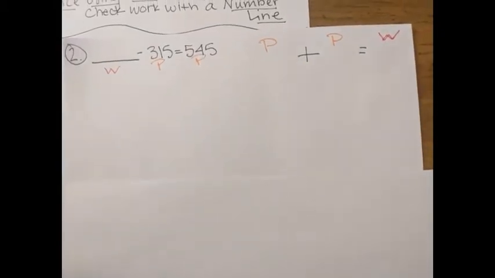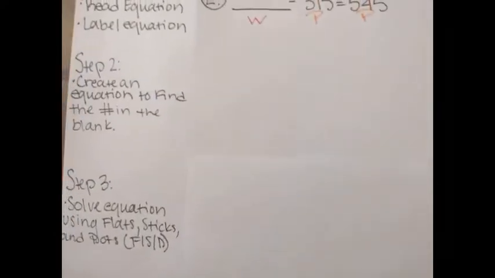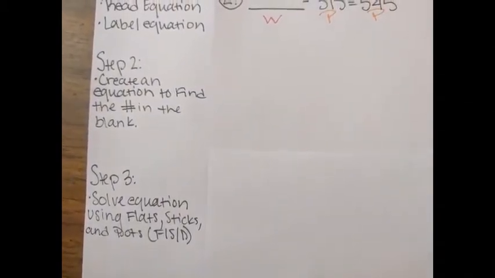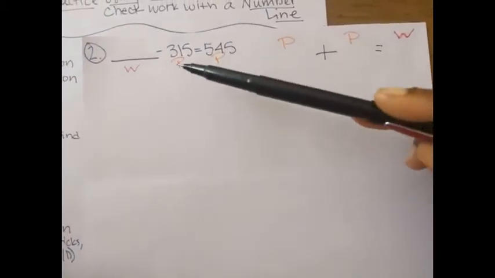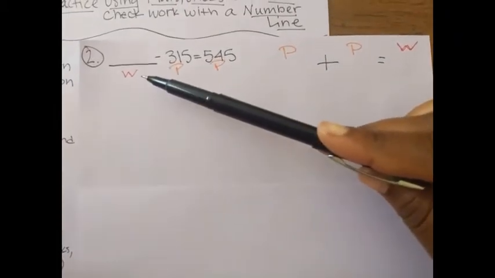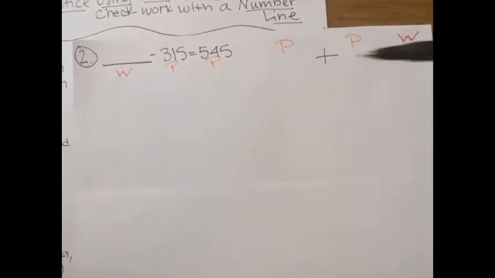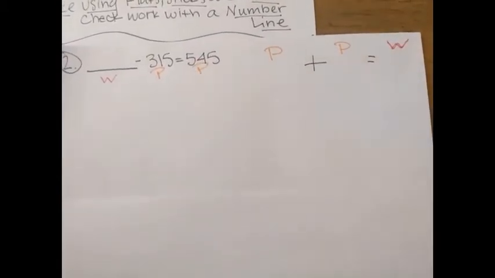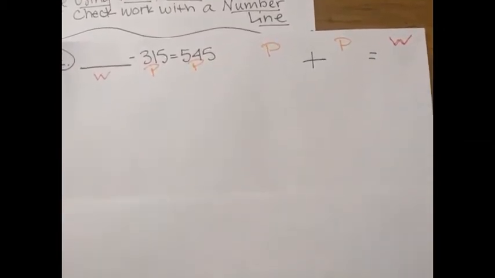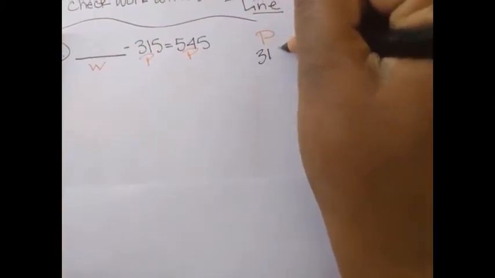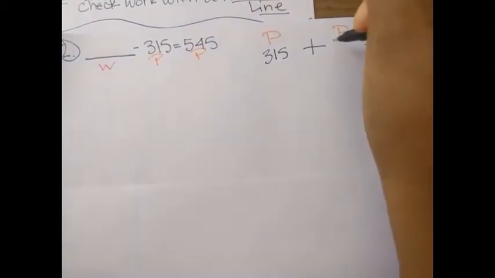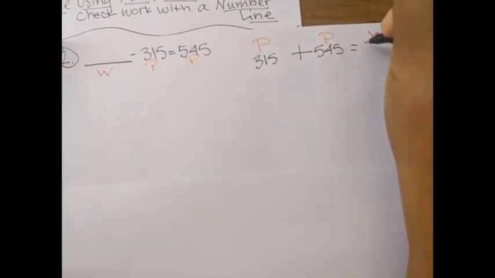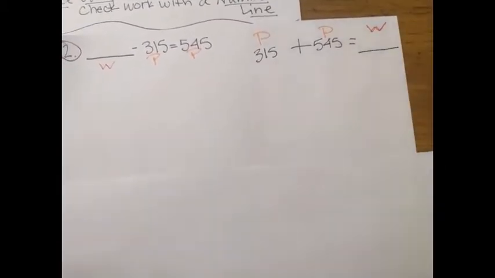Once we have labeled our equation, we are ready for step 2, which is create an equation to find the number in the blank. We know that our number in the blank is going to be our whole number. So our whole number equation will look like this. Part plus part equals whole. So we know our part information. Let's go ahead and fill that in. We have 315 for one of our parts, and then we have 545 for the other part, and we are still looking for that whole number, so let's just write a blank there.